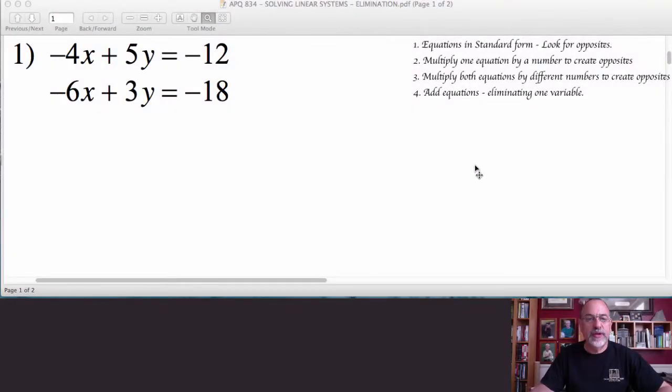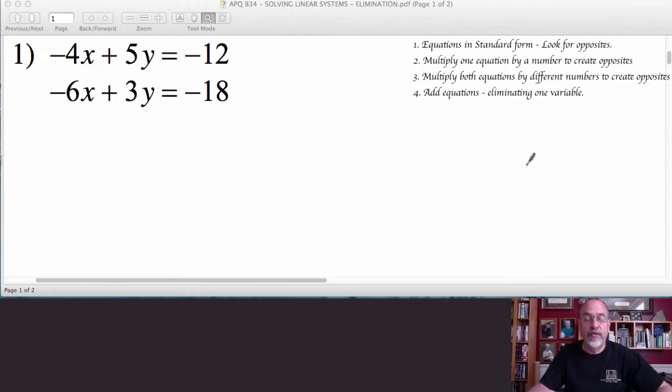Continuing to work on elimination, looking at worksheet 834. As we're looking at these systems and going through our steps, as we get to step number 2, it's not going to be possible to multiply the one equation in the system to create an opposite coefficient with the other. So we're going to have to go to step 3, which states that we're going to have to multiply each equation in the system by a different number in order to create the opposite coefficients that we need.